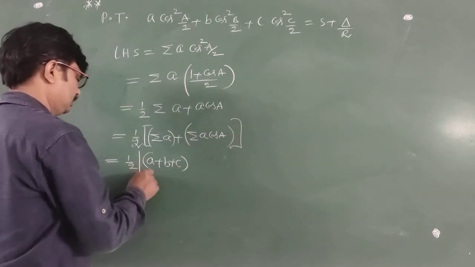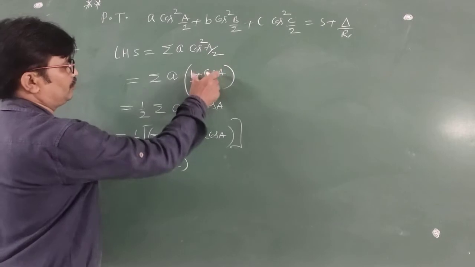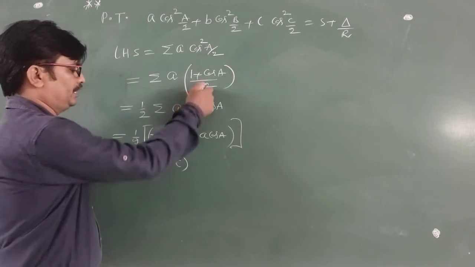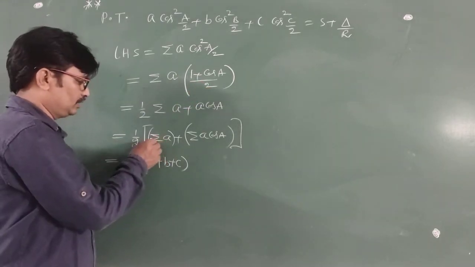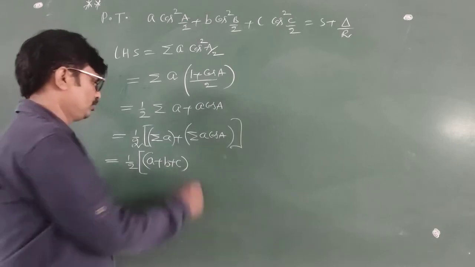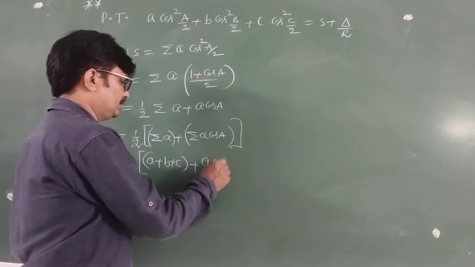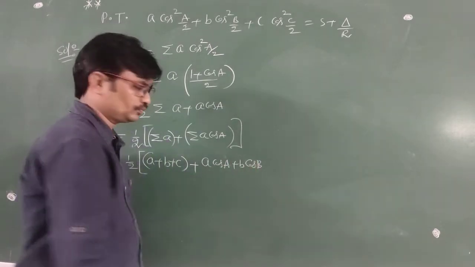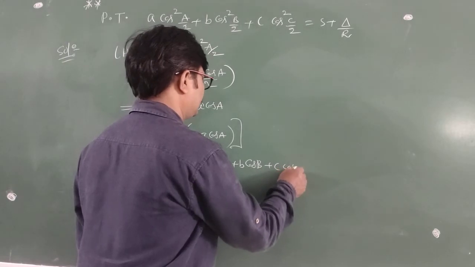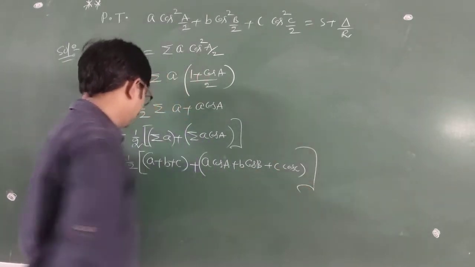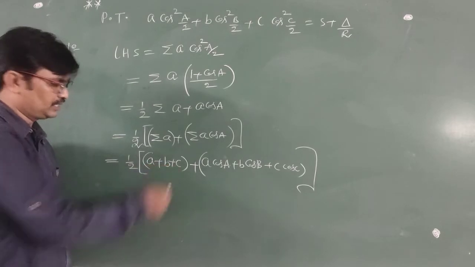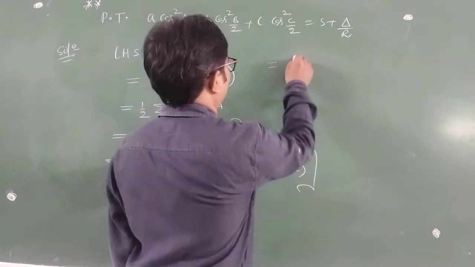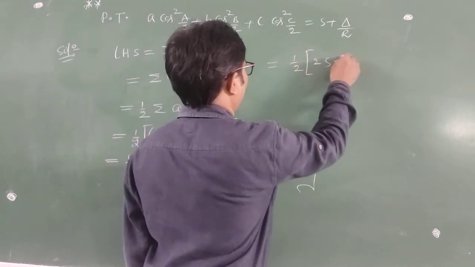Is it clear? Yes or no, students? First cos² (A/2) is from (1 + cos A)/2. After that 1/2, this is a into (1 + cos A). Now remove the sigma, then it is a plus b plus c, and sigma a cos A becomes a cos A plus b cos B plus c cos C. We have to know that a plus b plus c is 2s, so that is 1/2 into 2s.